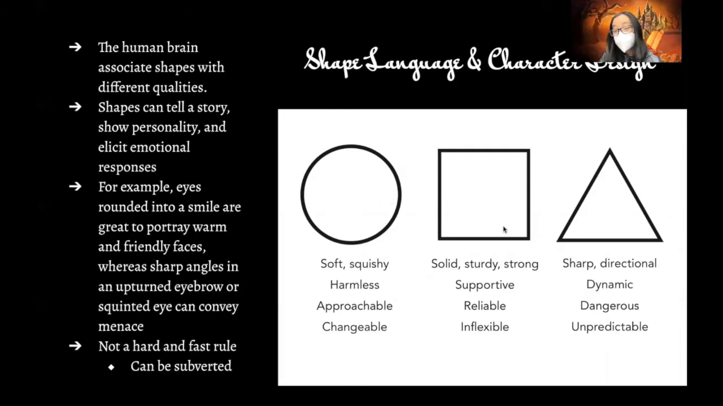For example, round and smoother shapes are great to portray warm and friendly characters, whereas angular and sharper shapes can convey menace or be used more on antagonists. Of course, this is not a hard and fast rule and can be subverted, but it's something you should keep in mind while designing your characters. What emotions or characteristics do you want to convey, and how does shape contribute to that?